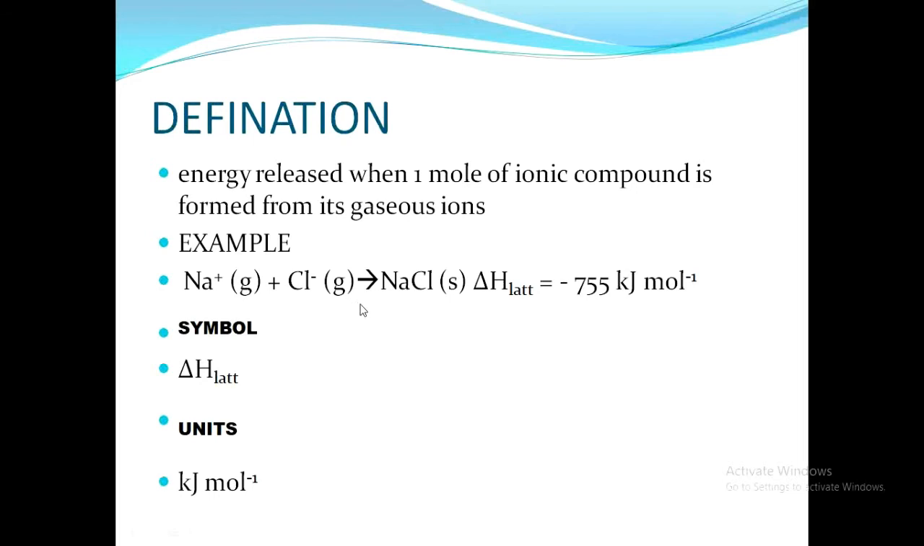So you can see the equation here. In this equation, 1 mole of ionic compound in solid form is formed from its gaseous ions. So the amount of energy released in this case is known as lattice energy. The symbol for lattice energy is delta H lattice. The units for lattice energy are kilojoule per mole.